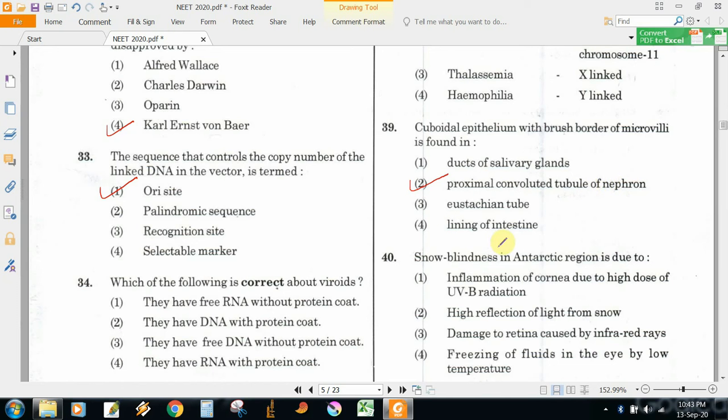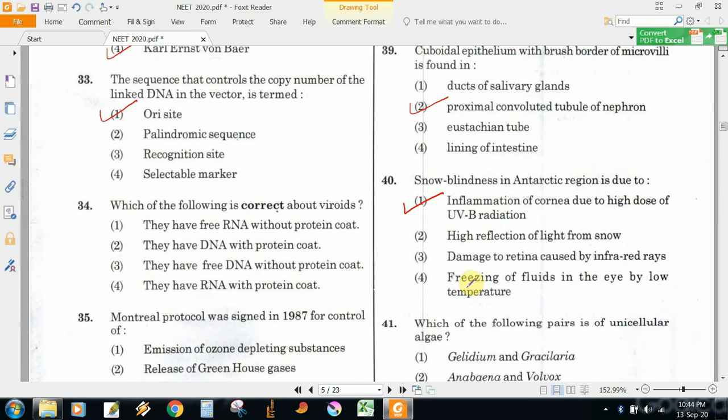Next question, snow blindness in the Arctic region is due to inflammation of the cornea due to a high dose of UVB radiation. Yes, exactly. Snow blindness is mainly caused because of UVB radiation. So that being the right answer, I don't read the other three options.